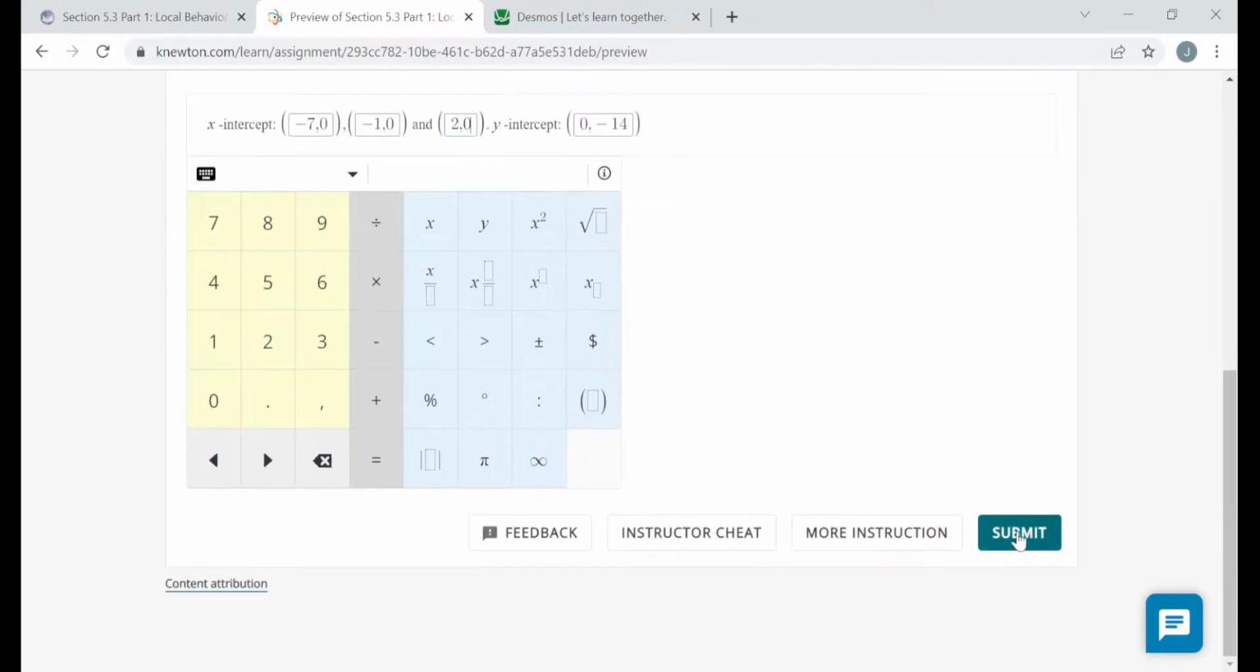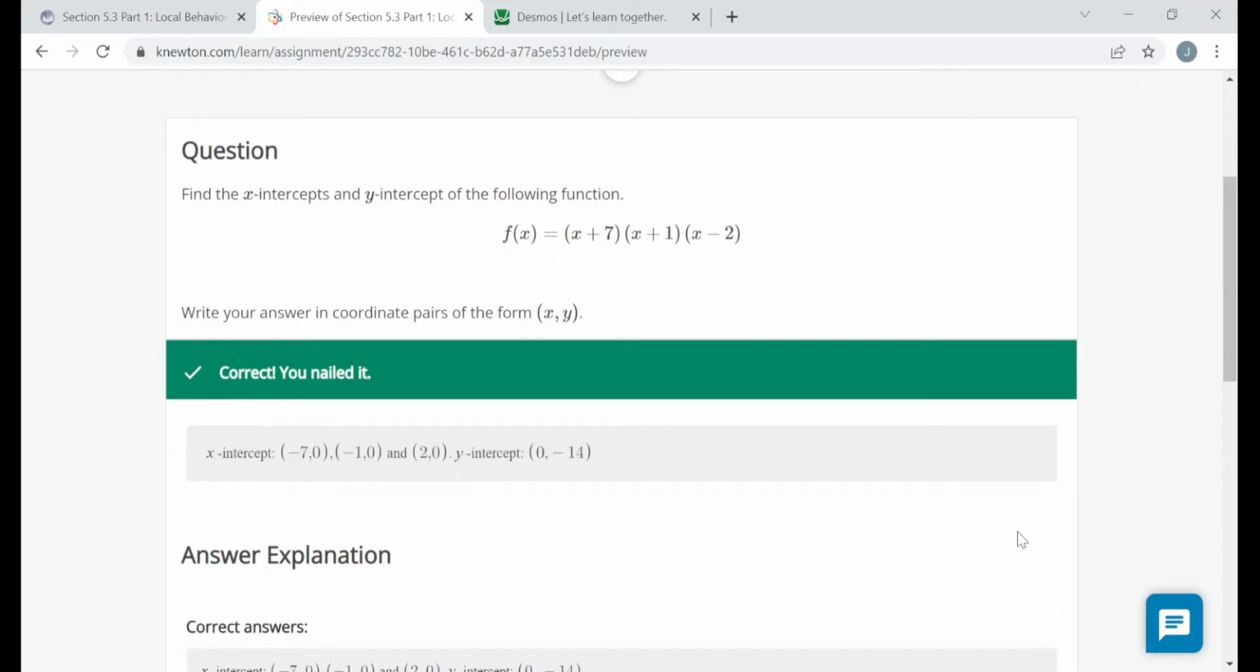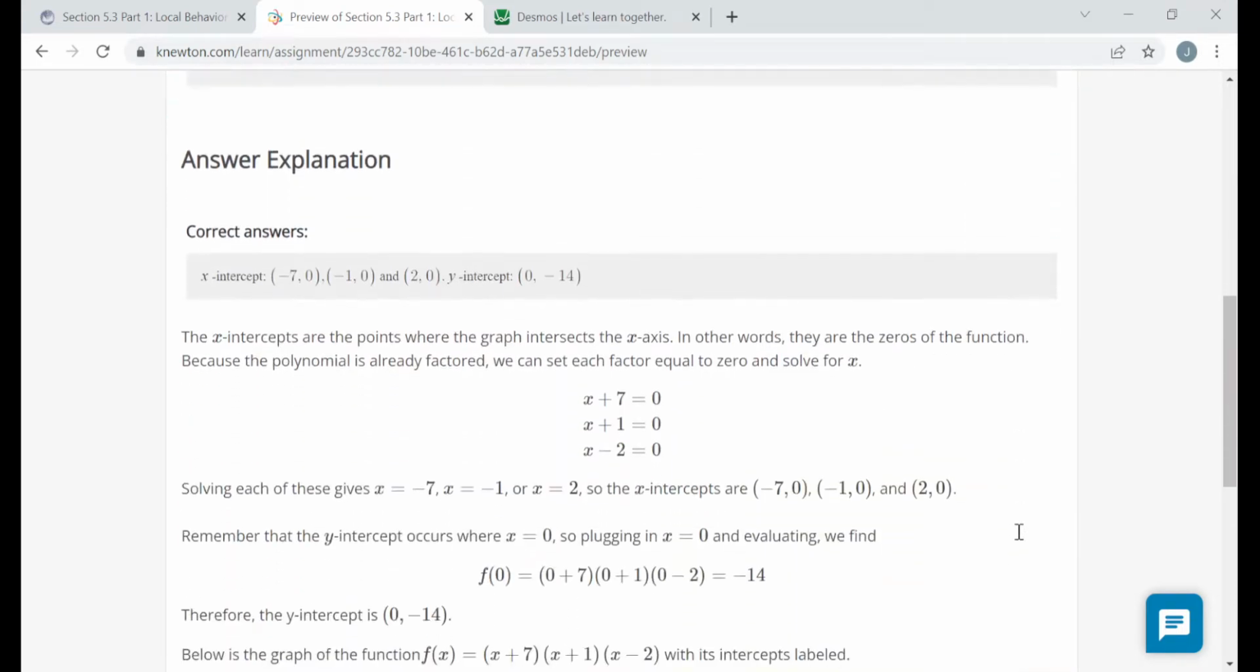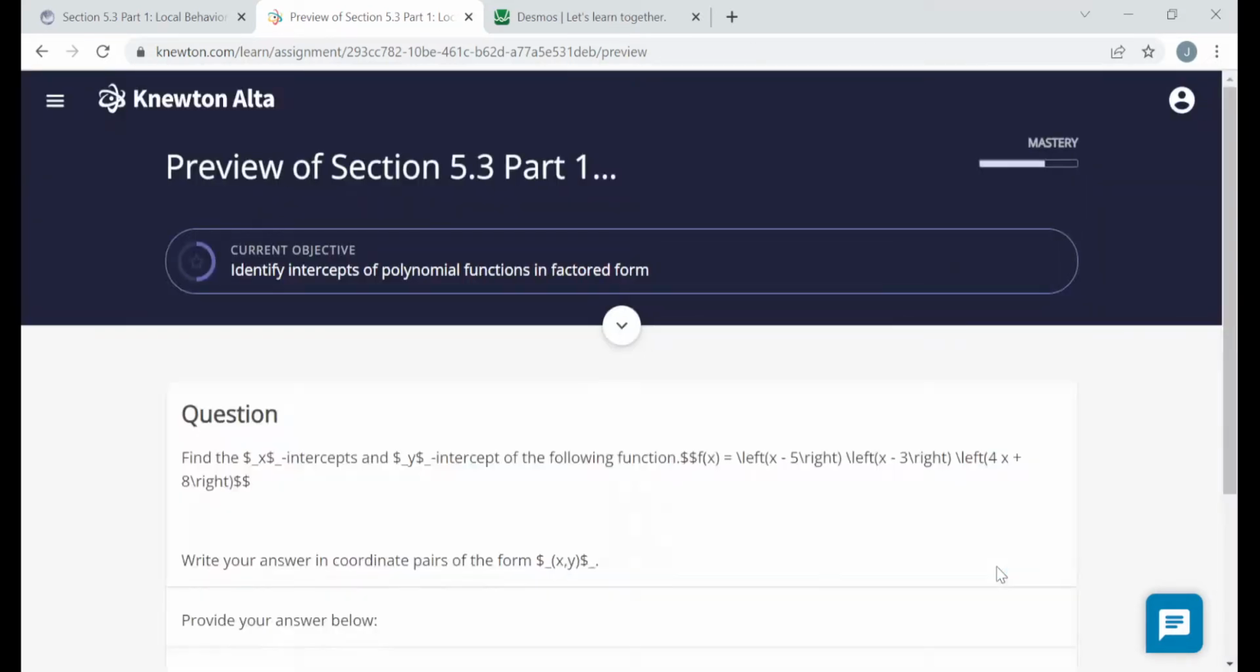And it's really that simple. I mean, you shouldn't have to do too much writing, if you're doing any writing at all, for these. And once again, I think they'll show you the graph, see the y-intercept, see the 3 x-intercepts. Great. All right, one more of these.